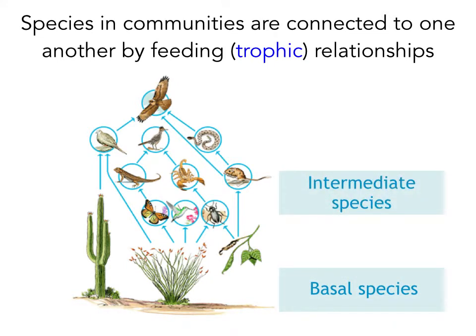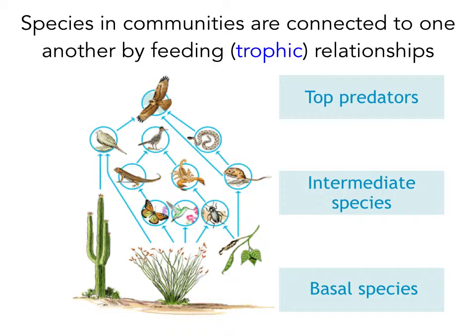At the base of the food web is where energy enters the system. Basal species are autotrophs, and we'll refer to them this way later. In this food web, they're photosynthetic autotrophs, such as the cactus and the ocotillo shown here.